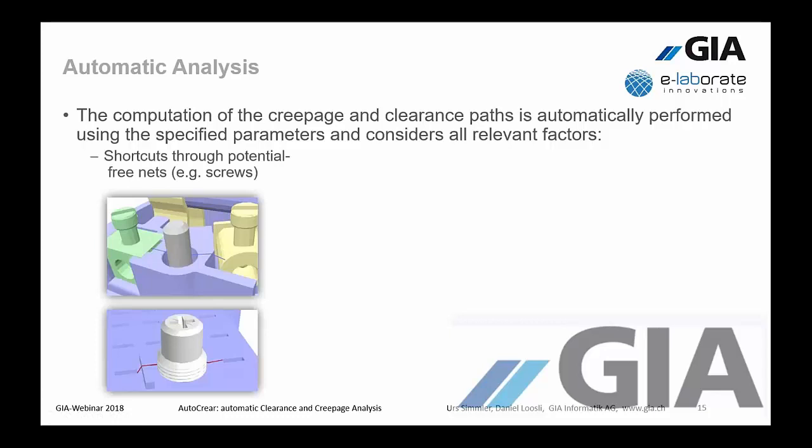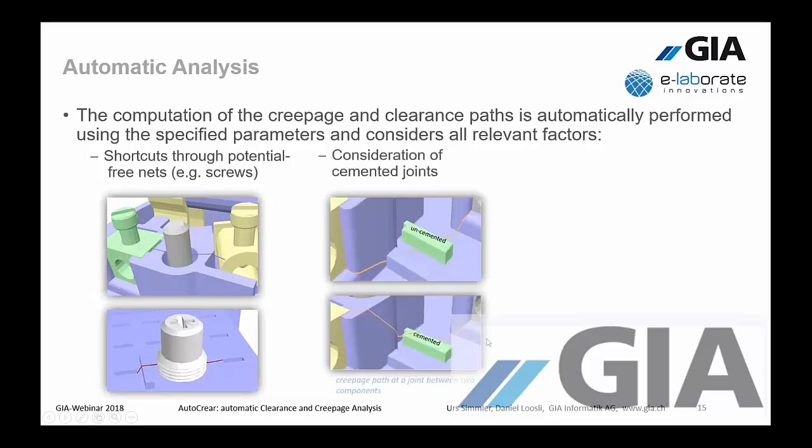When you run the analysis, there is also shortcut behavior implemented in that solution. So it means when you have one potential here and the other potential there, and between them there is a conductive part, the distance here will be shortened by this conductive screw or whatever. There is also, as I explained before, cemented and uncemented behavior available to lengthen a part here, as we can see on those two pictures.